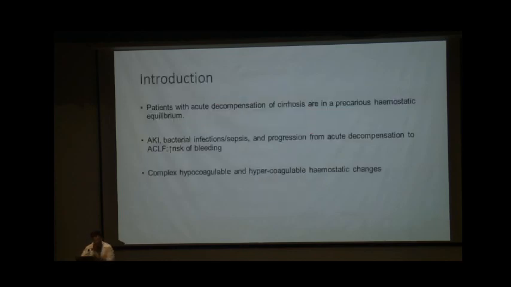Patients with acute decompensation of cirrhosis are in a precarious hemostatic equilibrium. Presence of acute kidney injury, underlying bacterial infection, sepsis, or progression from acute decompensation to ACLF increases the risk of bleeding. There is a complex hypo- and hypercoagulable state present in these kinds of patients, which we'll be discussing in brief today.